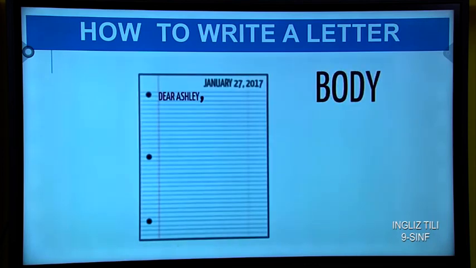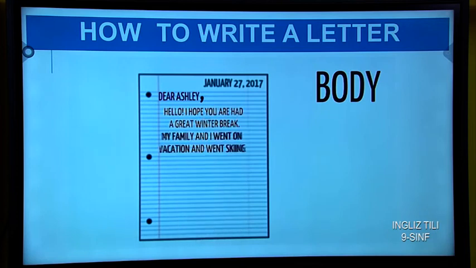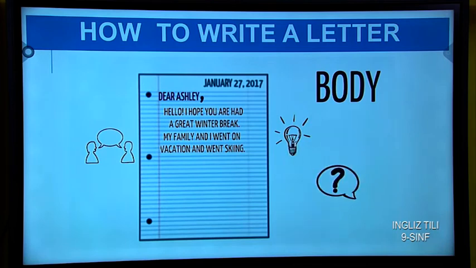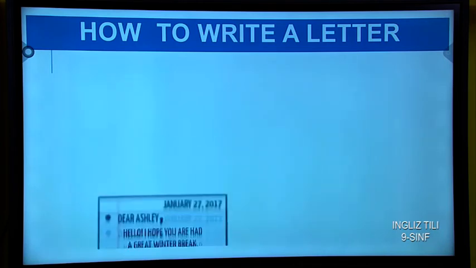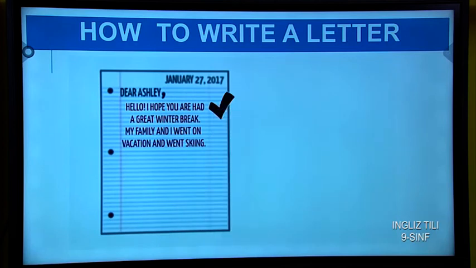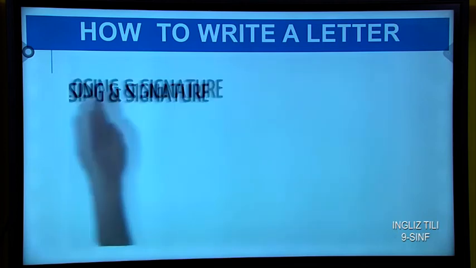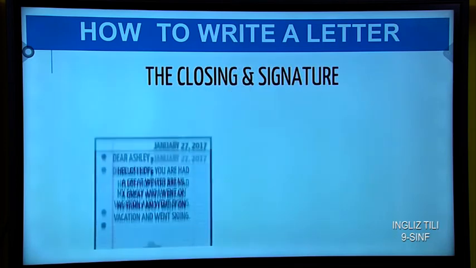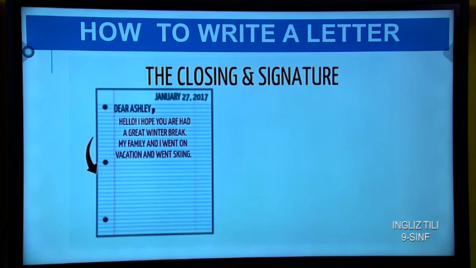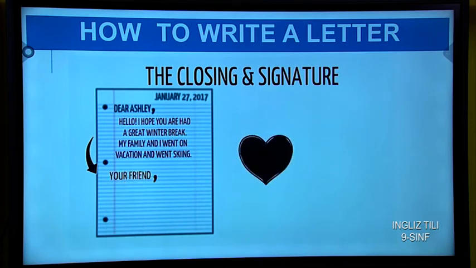After the salutation comes the body of the letter. The body is very important because it is where you communicate your thoughts, ideas, and questions. The body of the letter always needs to be written in chronological order or in a sequence. The closing and signature come after the body. The closing shows the letter has ended. Depending on who you're writing to, you may say Your friend, Love, or Sincerely. On the next line, after the comma, you sign your name.